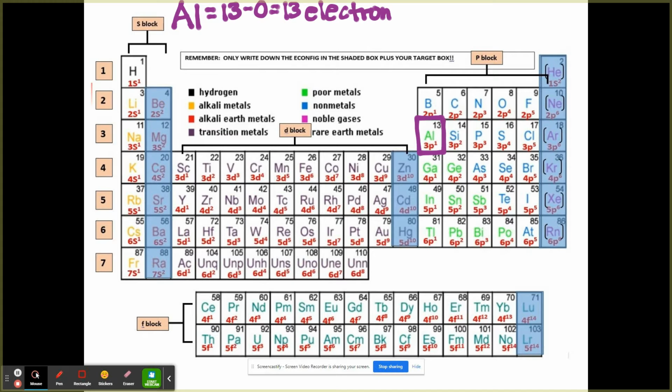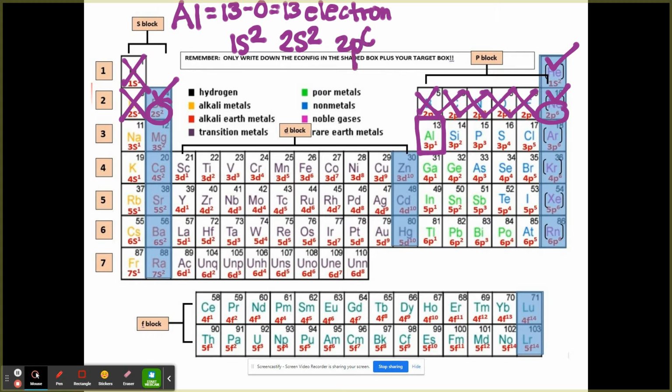So let's look. Box number 1, do we write it? No. Box number 2, do we write it? Yes. Therefore, I need to write that down. So it's going to be 1s2. Box number 3, do I write it? No. Box number 4, yes. And again, it's right there. So this is 2s2. Box number 5, no. 6, no. 7, no. 8, no. 9, no. 10, yes. Again, I'm writing down only those in the shaded boxes. So this is 2p6.